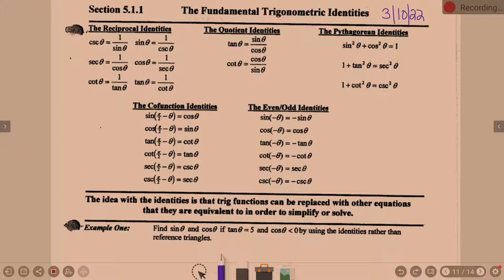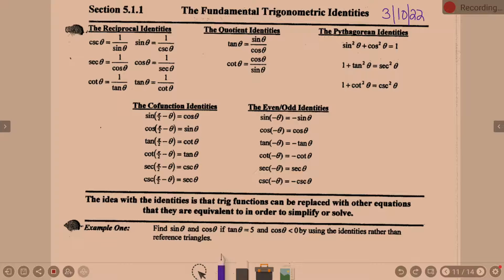The quotient identities. Those should look familiar to you. We've talked about those a little bit, haven't we? We talked about tangent being, what did we talk about tangent being? We didn't first call it sine over cosine. We said it was, what variables? Y over x. Okay, and then I had kind of thrown in, but tangent is sine over cosine. If tangent is sine over cosine, then cotangent is the reciprocal. That means cotangent is cosine over sine.